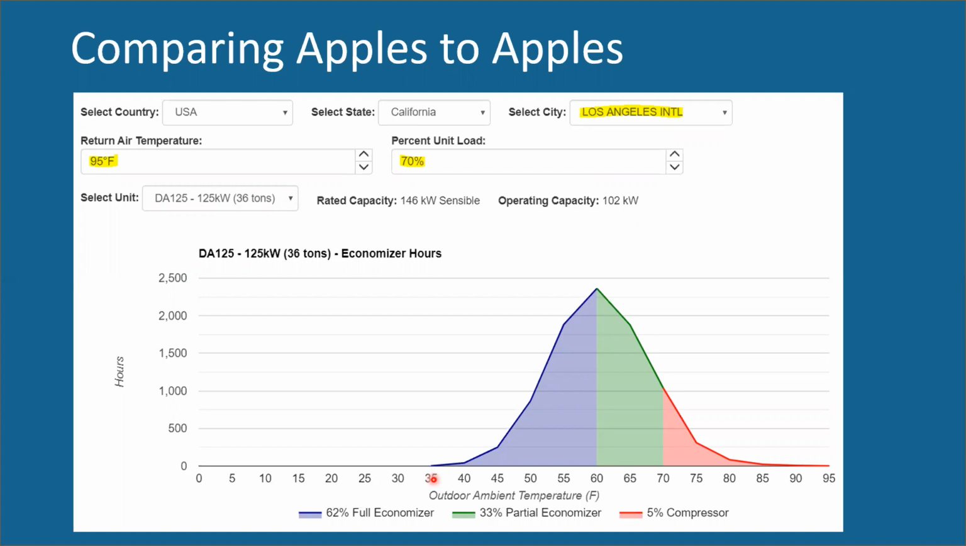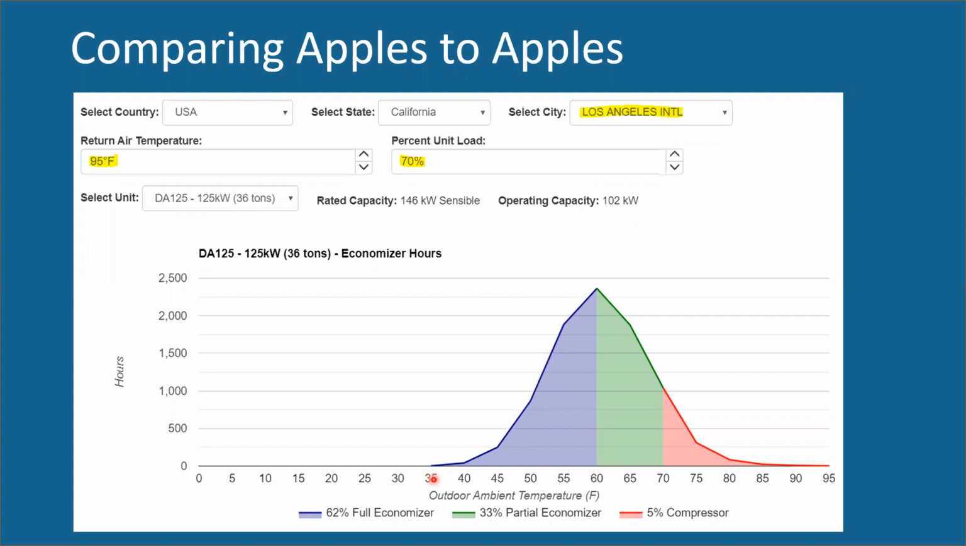The green area is the times that one circuit will be operating on compressor and the other circuit of the two-circuit machine will be operating on economizer. So 33% of the time, you'll get integrated economizer. That's not bad. But note that the calculator defaults to 70% unit load. This is the key input that makes these results from our competitor look so good.